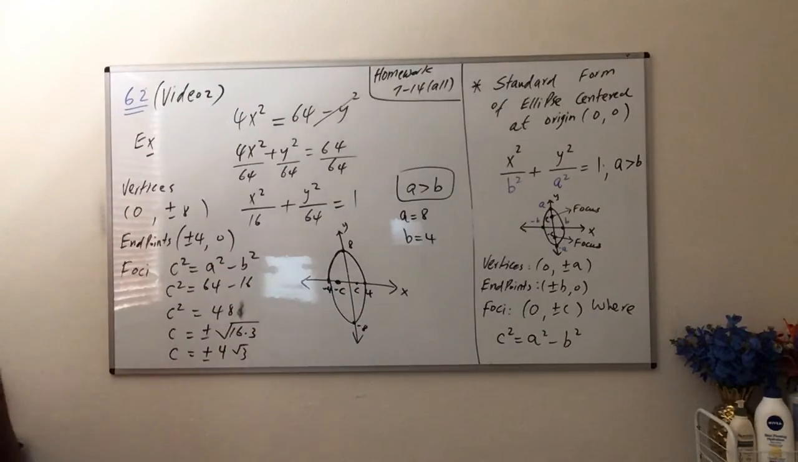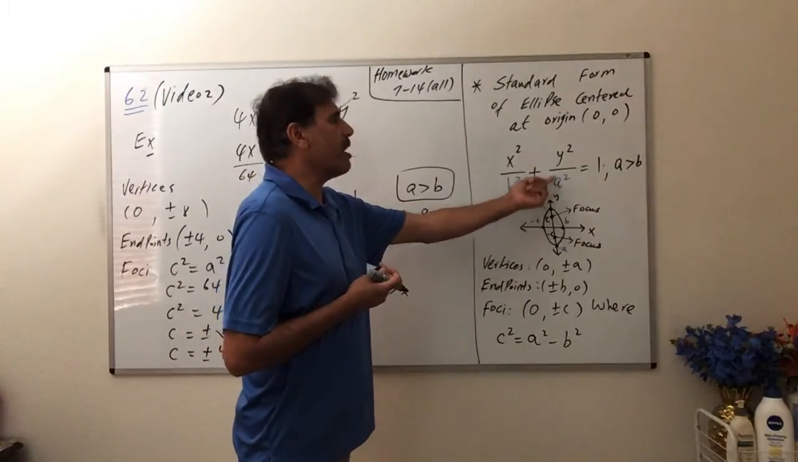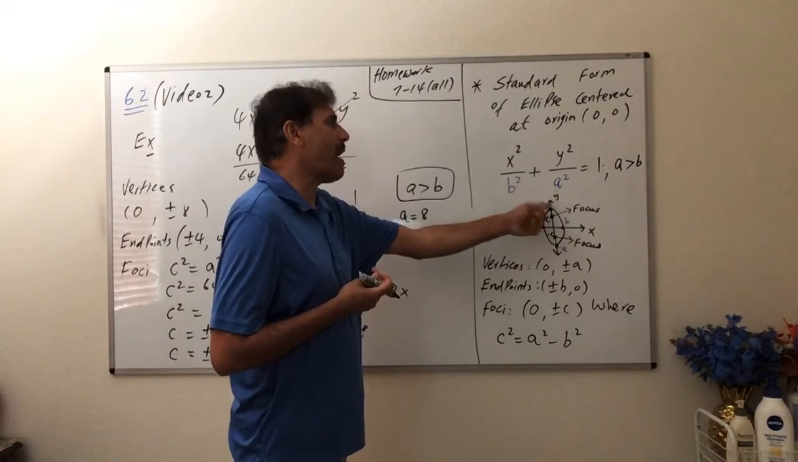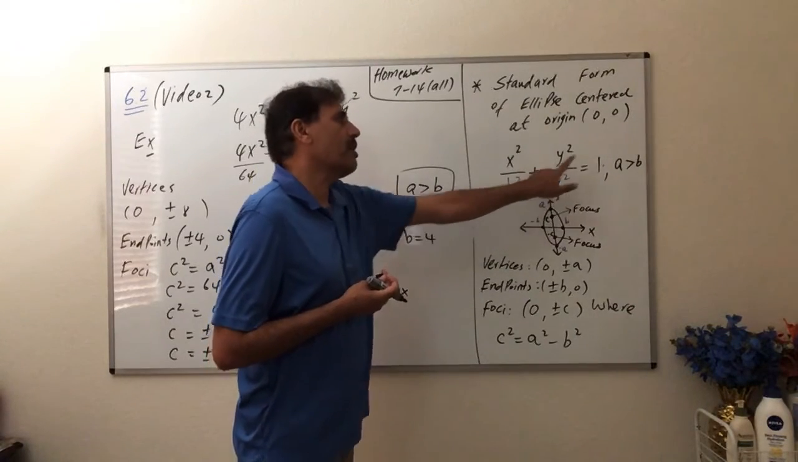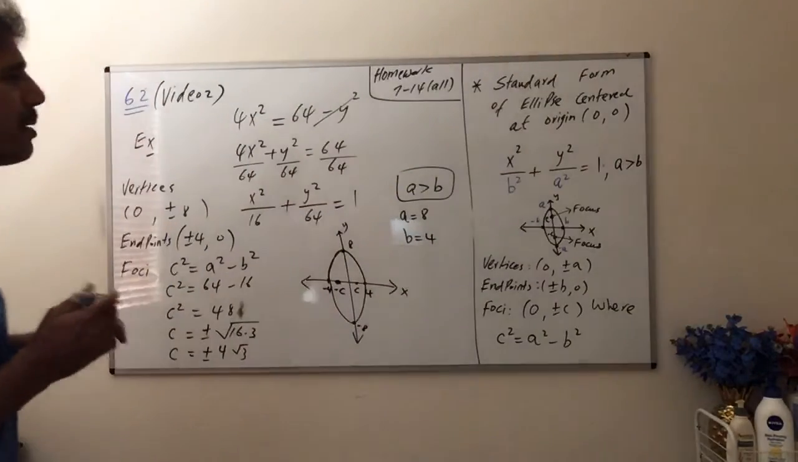Really easy to understand, but you have to remember all those standard equations. Very easy to remember. Please remember for the next class too. And remember, if the a squared is under x squared, your major axis is the x-axis. And the second case is if your a squared is under y squared, your major axis is the y-axis. It is always going to be plus, always going to equal 1, and a is always greater than b.